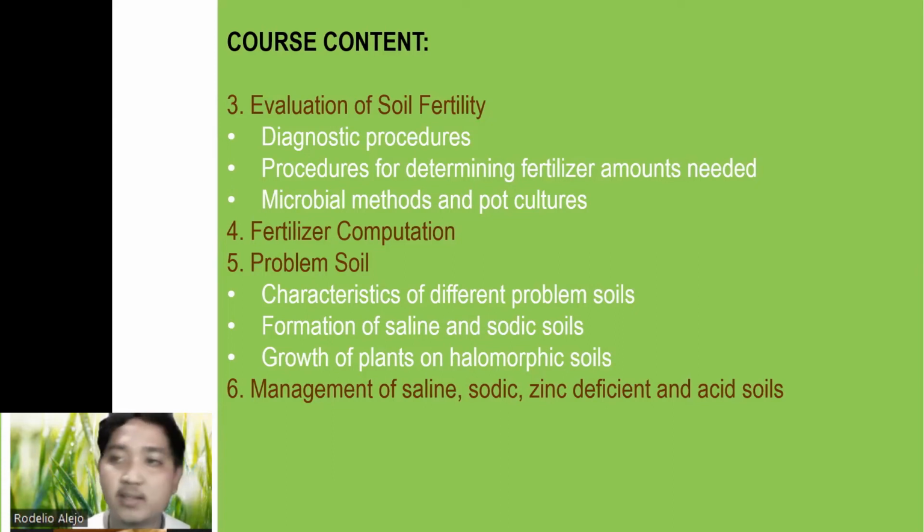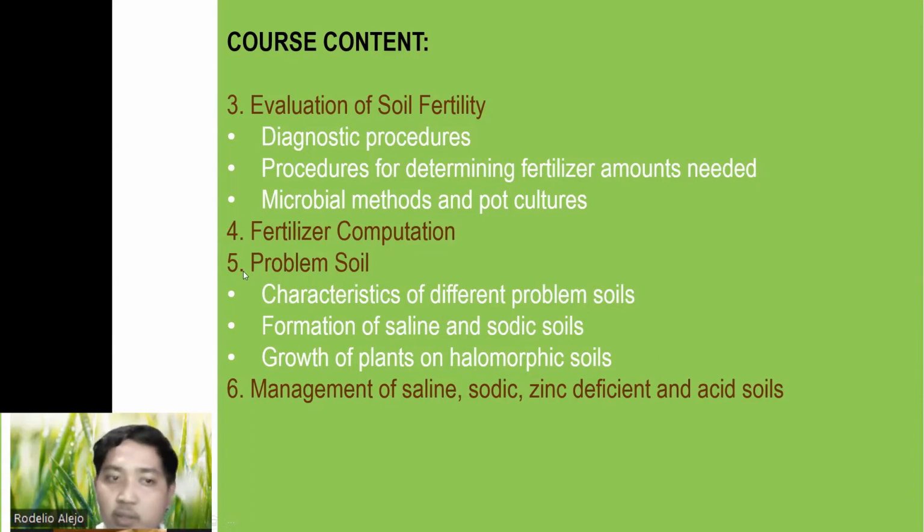Then microbial methods and pot cultures. So there are also some methods that can be used using biological components, like our bacteria and fungi, to determine the fertility status of the soil. Then after we evaluate, of course, we will be discussing how to compute for the fertilizer recommendation or requirement of a certain crop. Then for topic number 5 is problem soil.